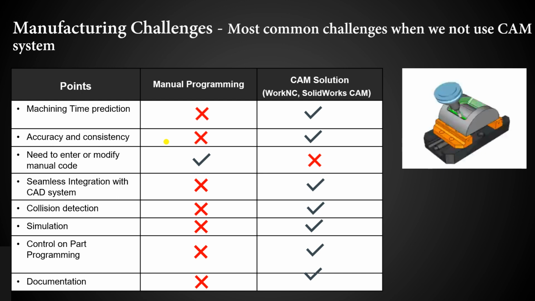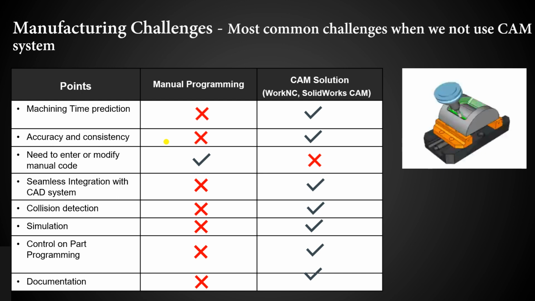So what are the manufacturing challenges? The most common challenges when we do not use any CAM system, when we are doing manual programming. The first point is machining time prediction. When we are going to make a program, we have to take a dry run test in our machine. It includes engaging our machine several times, operator, programmer, coolant, and tool also. So in manual programming, we are not able to judge our timing. What is our time? So we are not able to generate a quote for our customer.